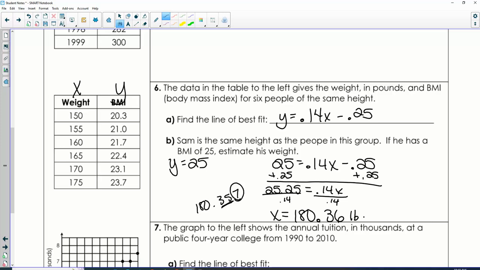Can you have a decimal when you're talking about pounds? Yeah. So we don't have to worry about that. Any questions on this one? Last problem of the day.